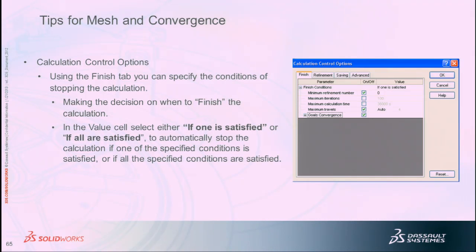Also, Flow Simulation has built into it conservation of mass, momentum, and energy. So it has to satisfy those things too before it's converged. Okay, if you're a little worried about "if one is satisfied," you can change that to "if all are satisfied." And there's a little drop-down menu for that.